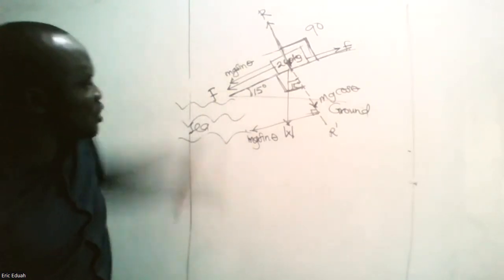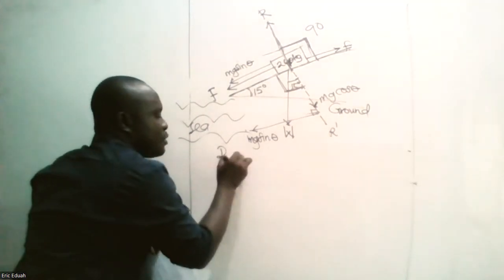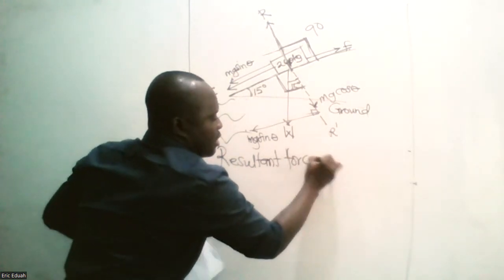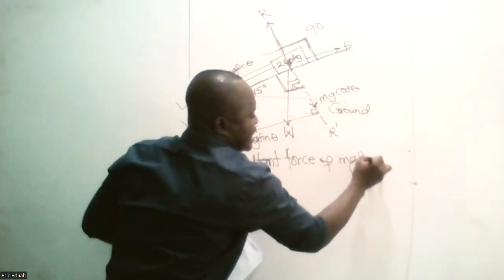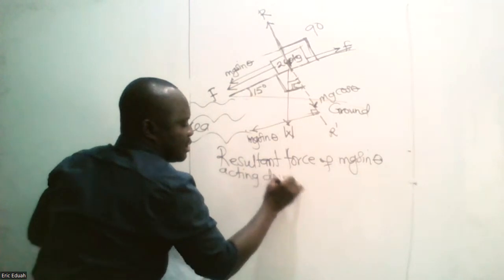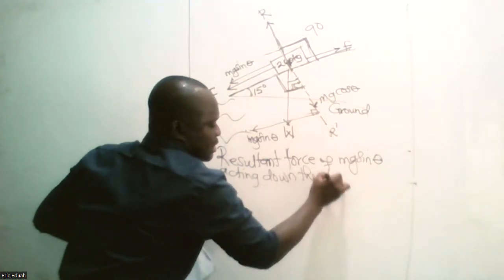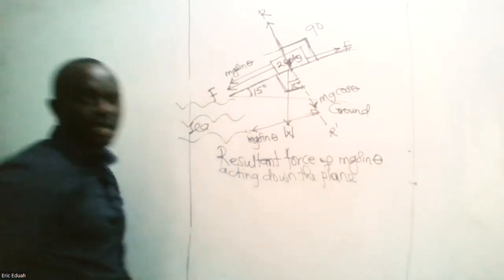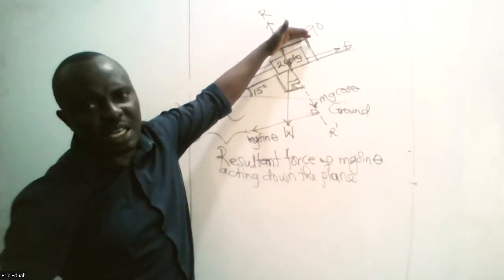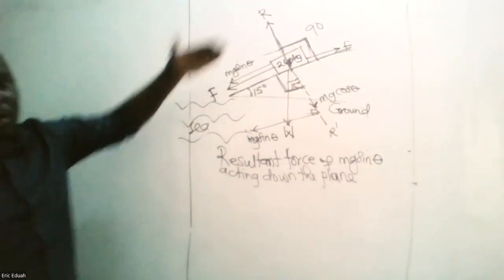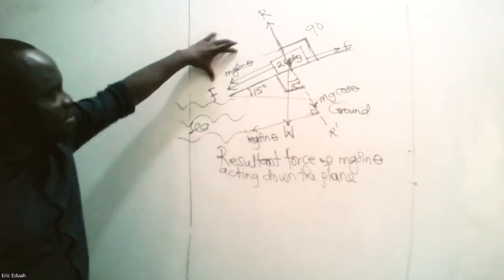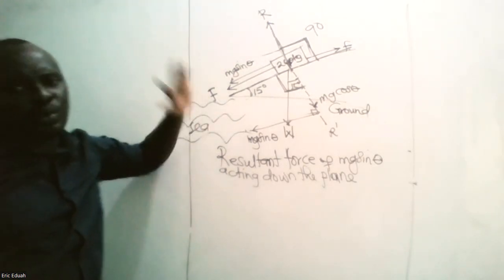So there is always a resultant force of mg sine theta acting down the plane. So that is why when you have an inclined plane, objects placed on an inclined plane are always rolling down, because there is always a resultant mg sine theta acting down the plane.